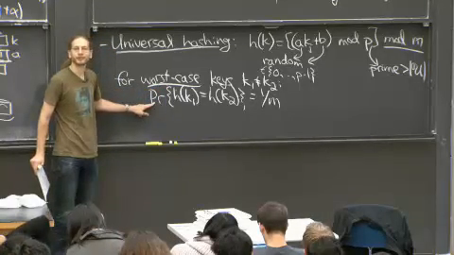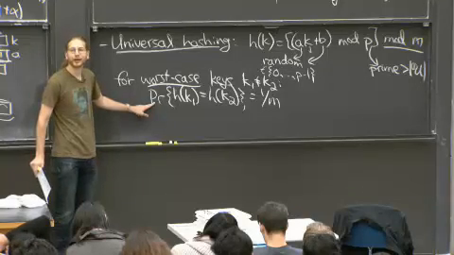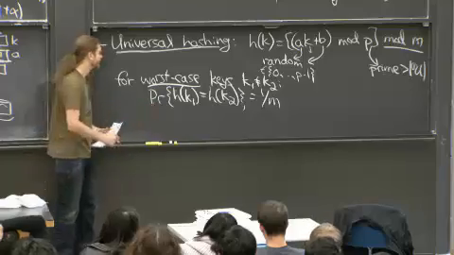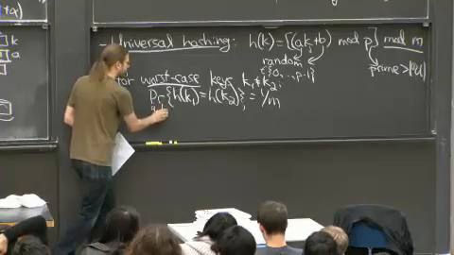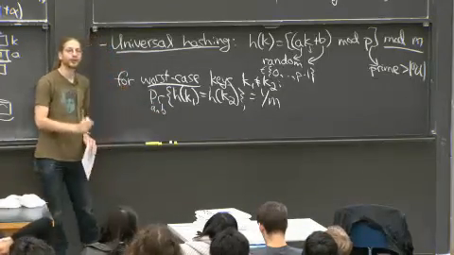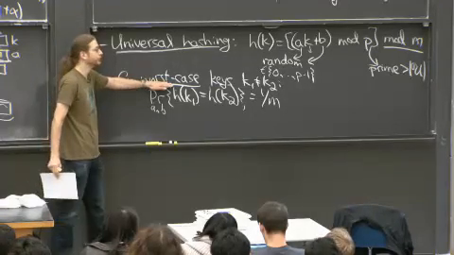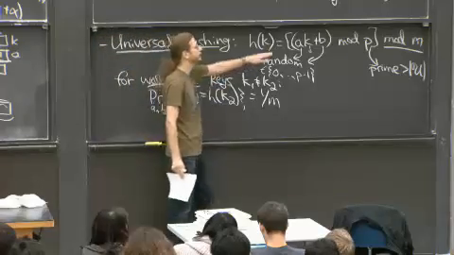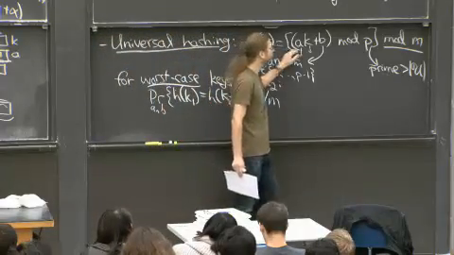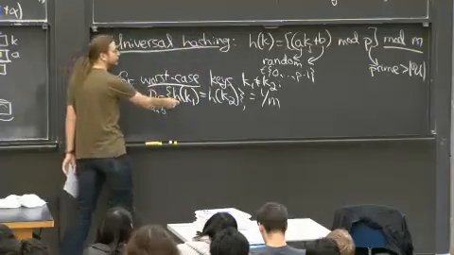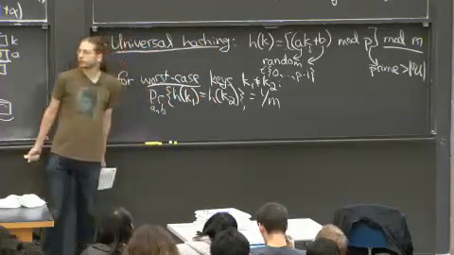What's the probability over? Any suggestions? What's random here? A and B. This is the probability over A and B. This is a probability over the choice of your hash function. So it's the worst case inputs, worst case insertions, but random hash function. As long as you choose your random hash function, the probability of collision is 1 over m. This is the ideal situation.